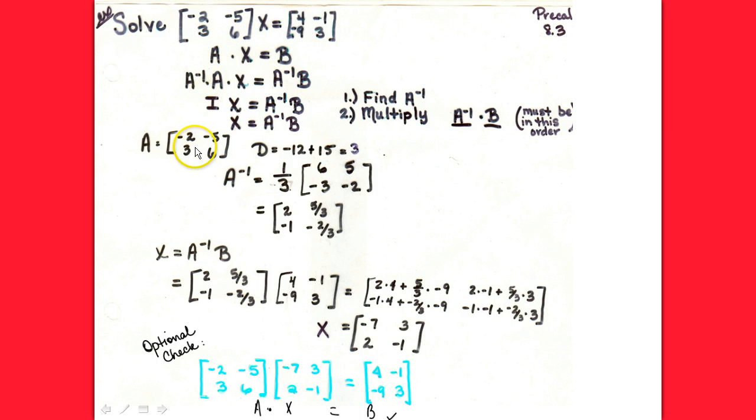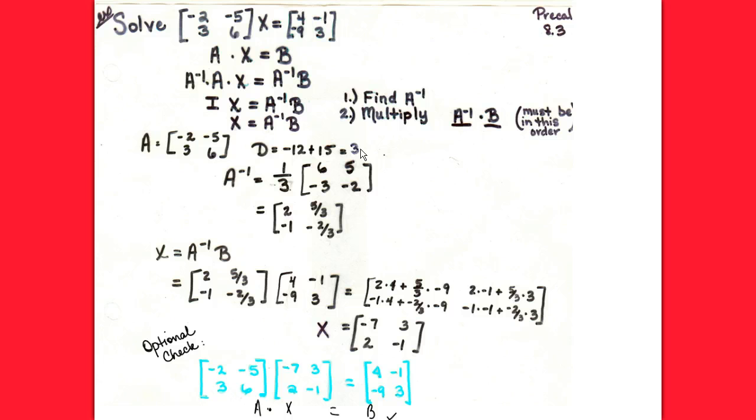We called this matrix A. So step number one, we got to find the inverse of matrix A. I'm going to use that second method for finding the inverse that we just looked at. So I'm going to go through and first find my determinant. Negative 2 times 6 is negative 12. Minus 3 times negative 5 is negative 15. So minus a negative 15 would be plus 15. That gives me a determinant of 3.